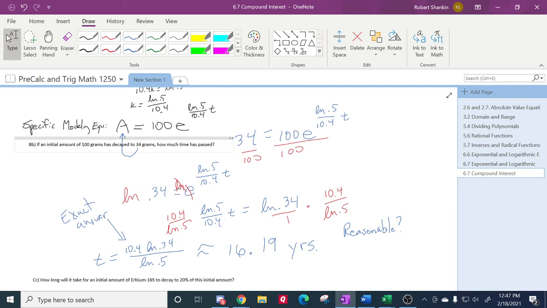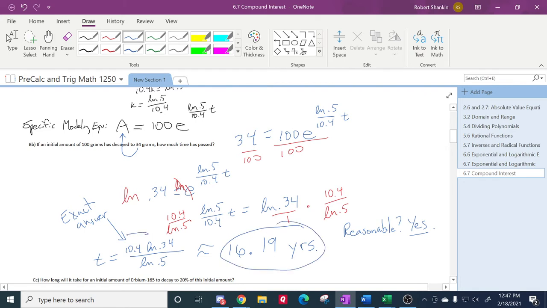And 16.19 is kind of halfway in between. Yes, it's quite reasonable. That's my answer. This one is my approximate answer. That one's my exact. Alright.